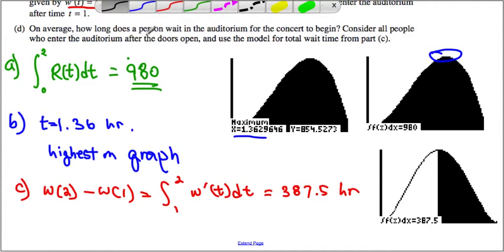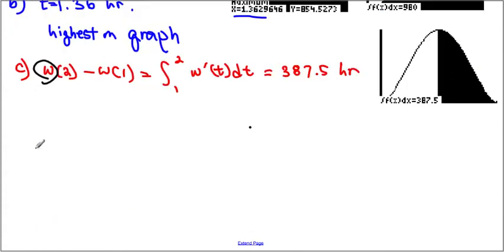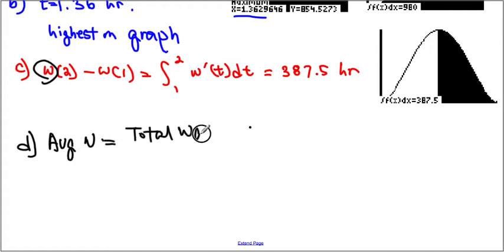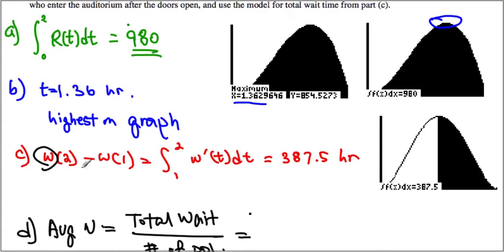On average, how long does a person wait? Now, waiting can be calculated by W. Consider all people who enter the auditorium. So in our case, the average waiting time will be simply equal to the total waiting by everybody divided by the number of people. We know the number of people because we calculated that in part A. We can figure out the total wait time by simply getting W2.